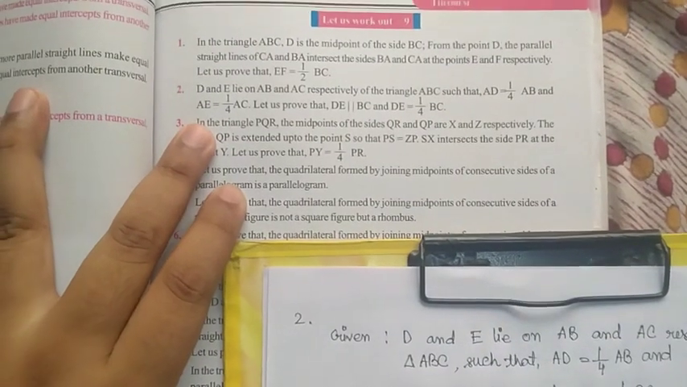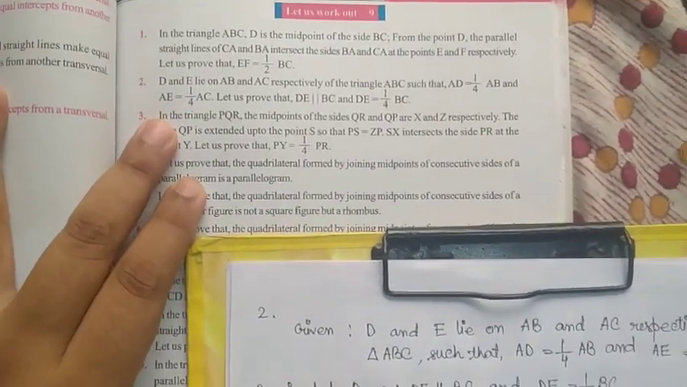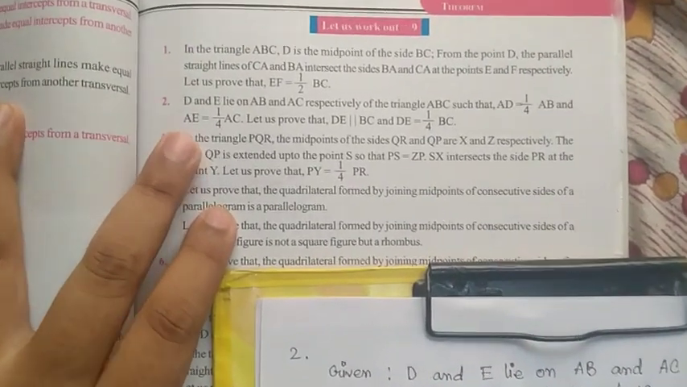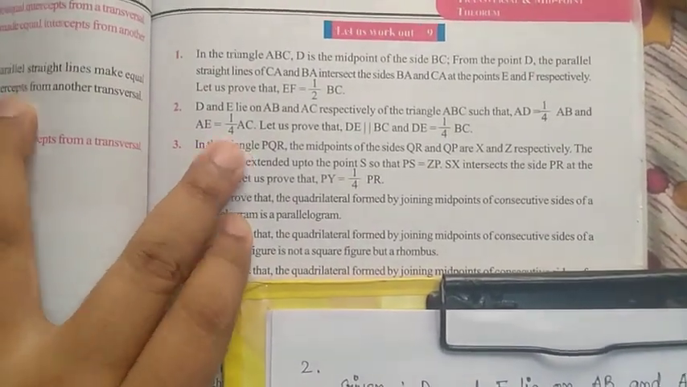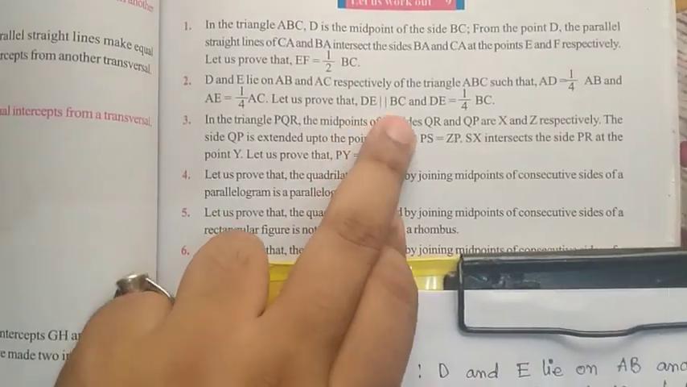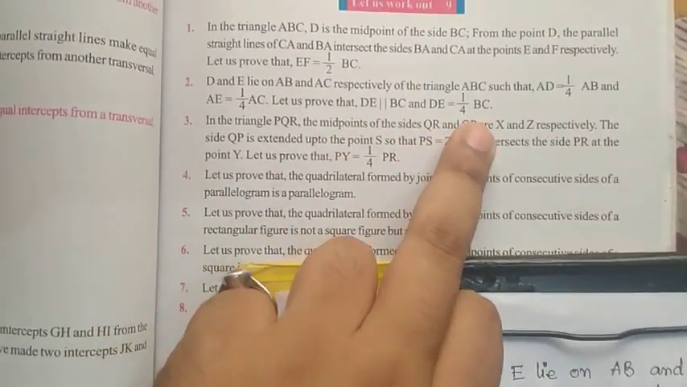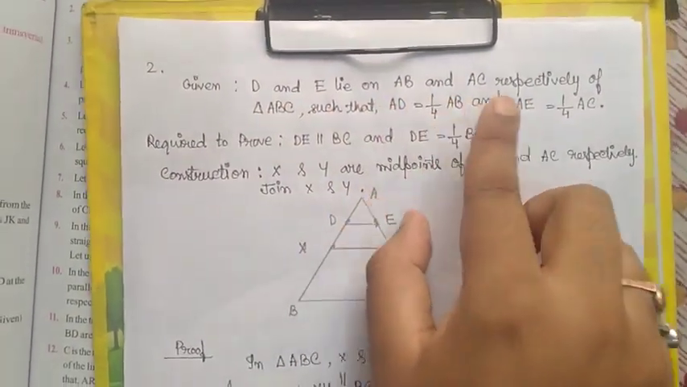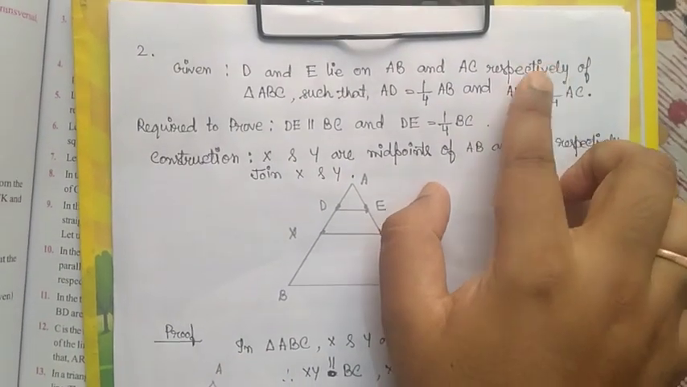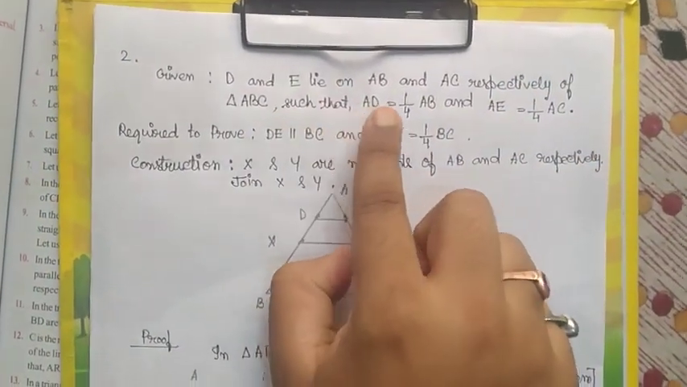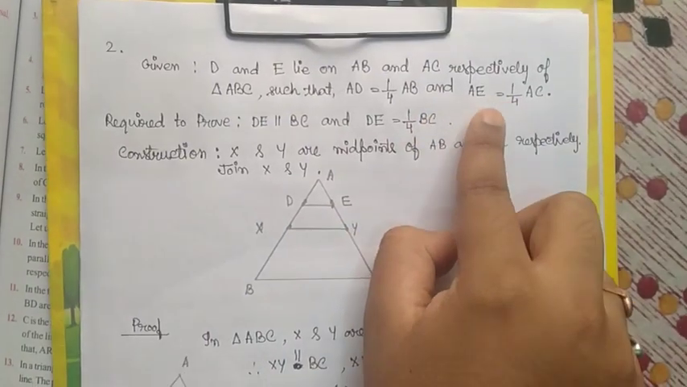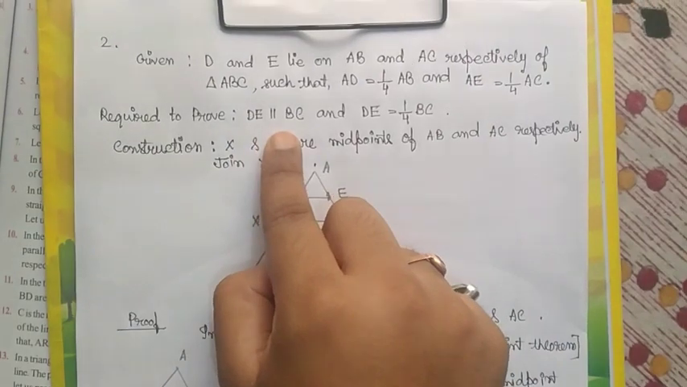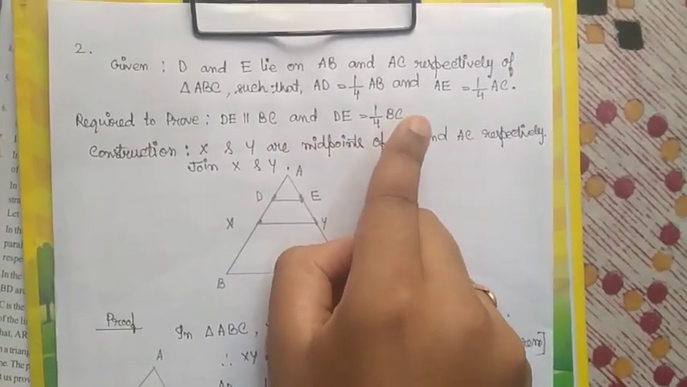This is sum number 2. D and E lie on AB and AC respectively of the triangle ABC such that AD equal to 1 by 4 AB and AE equal to 1 by 4 AC. Let us prove that DE parallel to BC and DE equal to 1 by 4 BC. Now given that D and E lie on AB and AC respectively of triangle ABC such that AD equal to 1 by 4 AB and AE equal to 1 by 4 AC. Required to prove that DE parallel to BC and DE equal to 1 by 4 BC.